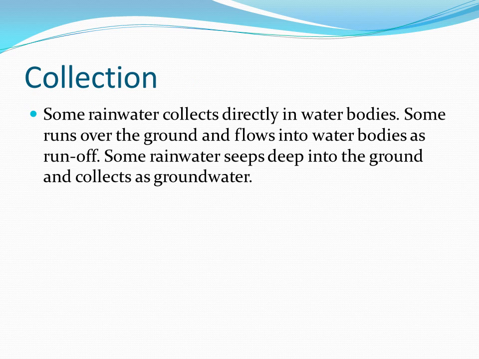And the last process is called collection. Some rainwater collects directly in the water bodies. Some runs over the ground, and some flows into the water bodies at rainfall. Some rainwater seeps deep into the ground and collects as groundwater. So the whole process is called the water cycle.